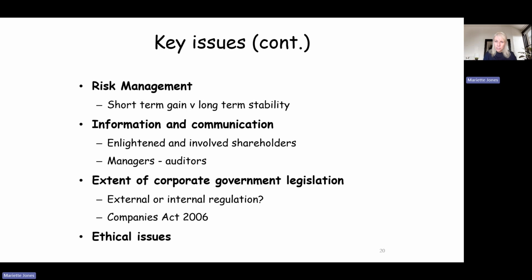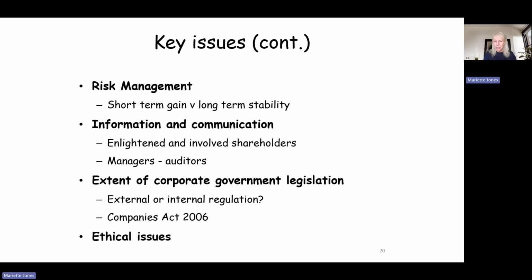Some further concerns include risk management, where the core concern is often how to balance short-term profit with long-term stability. Are we chasing short-term profits and taking loads of risks, which could mean that the company faces no viable future? Or are we thinking long-term? There's also the quality of communication between companies and their shareholders. Sometimes there's a disconnect.